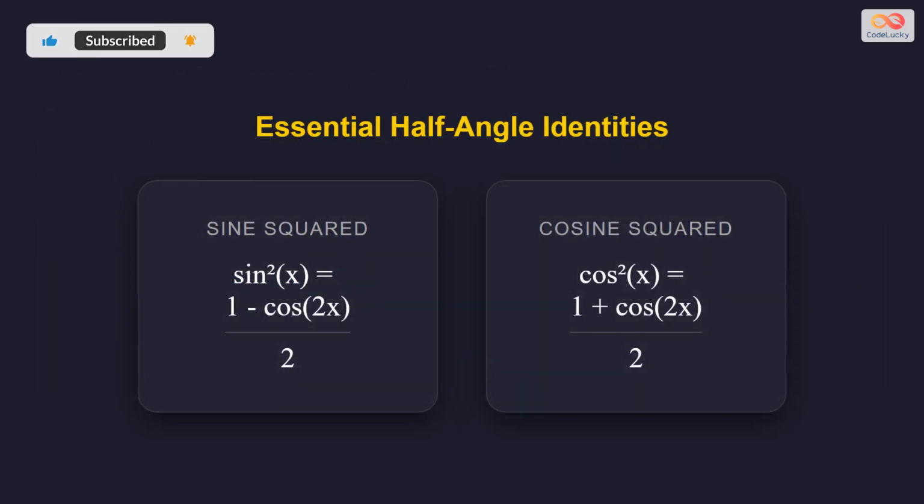You need to memorize these two identities. Sine squared of x equals 1 minus cosine of 2x all over 2, and cosine squared of x equals 1 plus cosine of 2x all over 2. Notice how the squared term on the left becomes a linear term on the right, making it integrable.